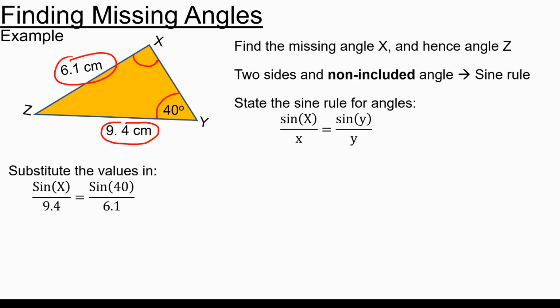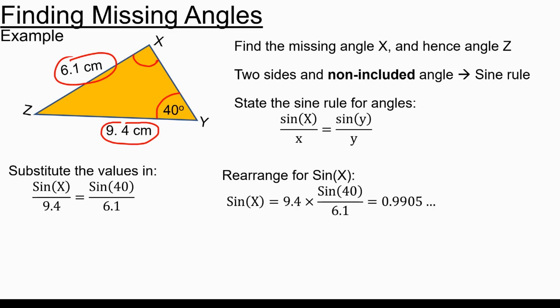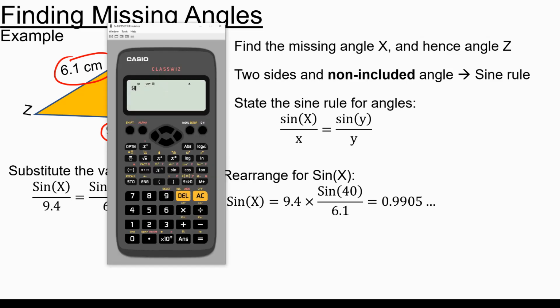Okay, so you just got to get used to using whatever notation you have. I'm going to substitute my values in. I know that little x is 9.4, little y is 6.1, and big Y is 40. I want to find x, so I'm going to get sine x on its own by multiplying both sides by 9.4. This will give me 9.4 times sine 40 over 6.1, giving you 0.9905.